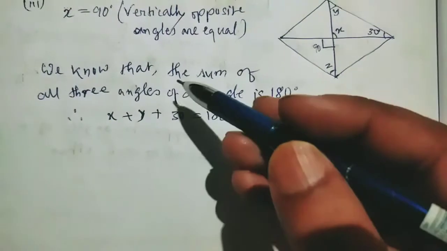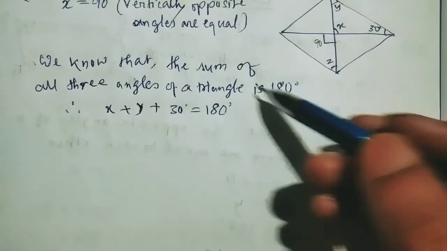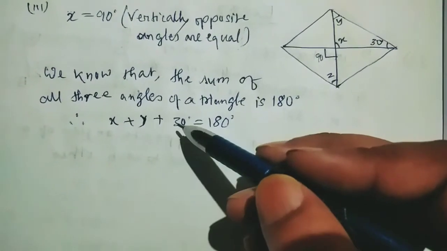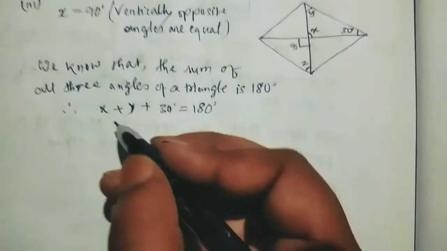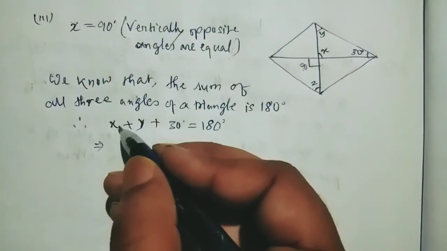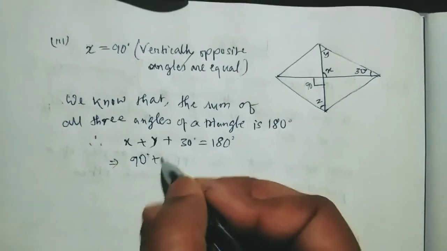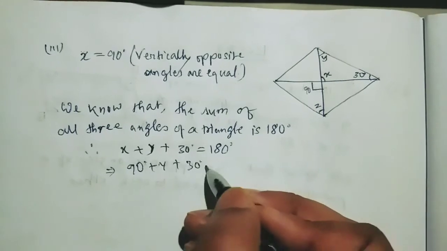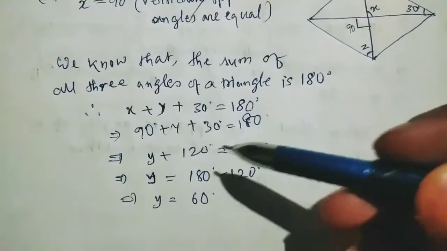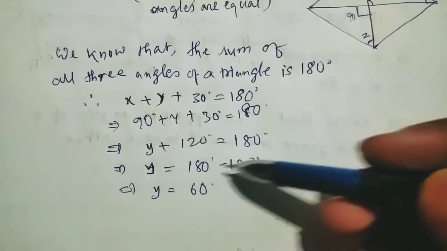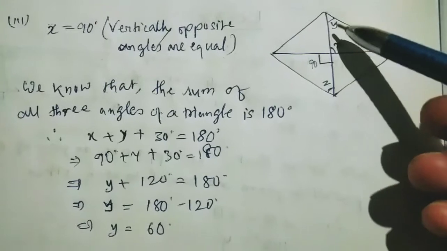So we'll apply this property. So students, see here, we know that the sum of all three angles of a triangle is 180 degree. So angle x plus angle y plus angle 30 degree equal to 180 degree. So we'll find the value of y like this. So angle x we got 90 degree. So we put 90 degree here, and y plus 30 equal to 180 degree. Okay. So students, we got y equal to 180 minus 120 equal to 60 degree. So value of y we got 60 degree.